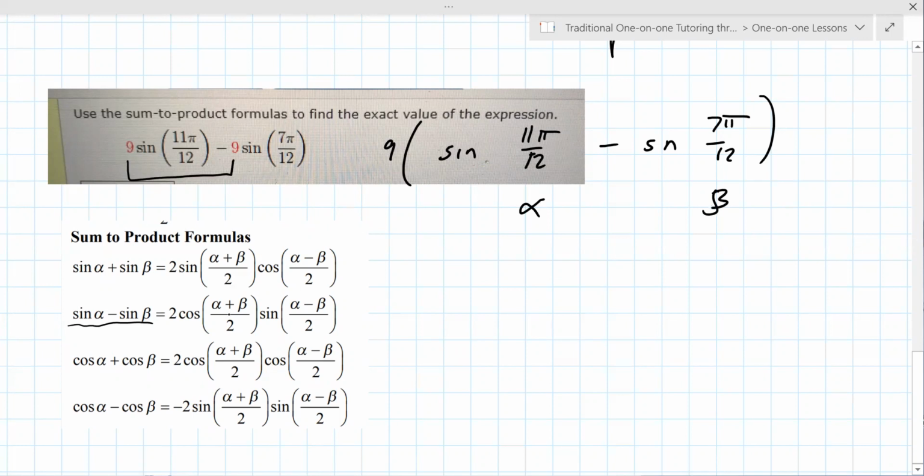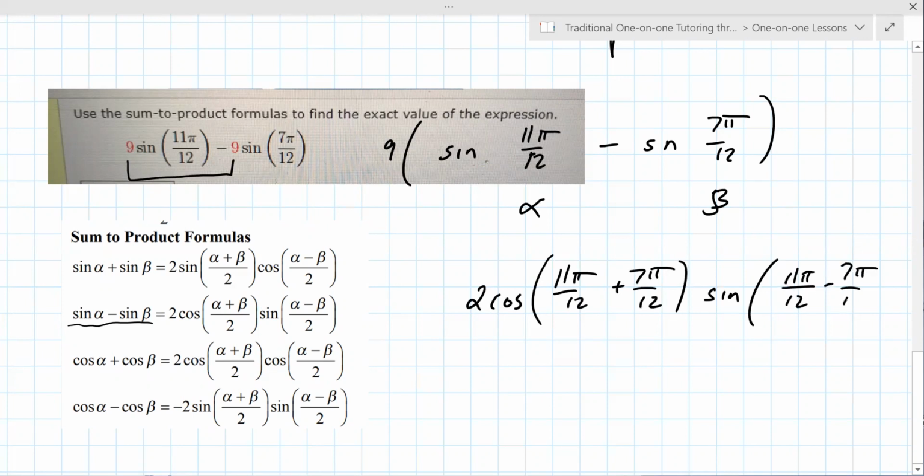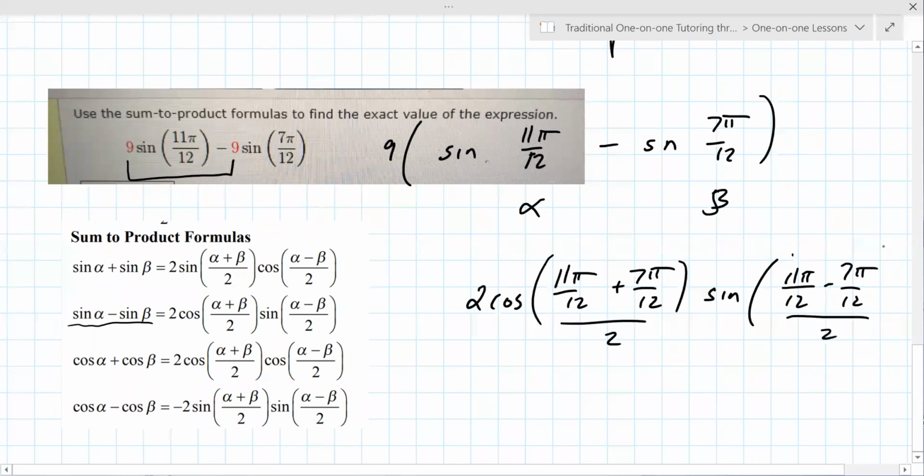And notice it becomes 2 cosine of alpha plus beta over 2, so 11 pi over 12 plus 7 pi over 12, times sine of alpha minus beta over 2, so you subtract 11 pi over 12 minus 7 pi over 12 and divide by 2. Sorry, I didn't get that. Divide by 2. And then this 9 comes down. So this 9 is on the outside.